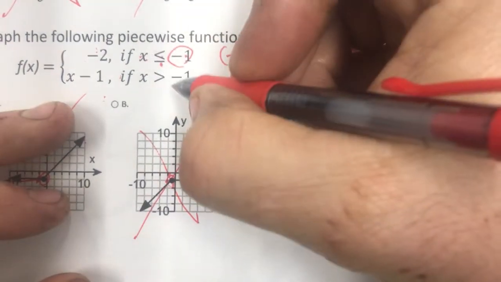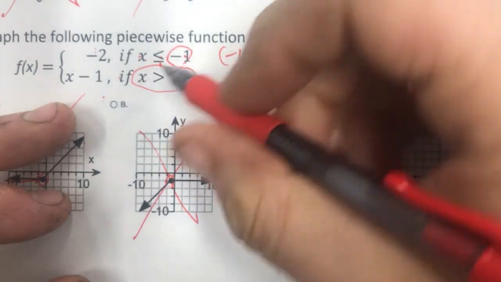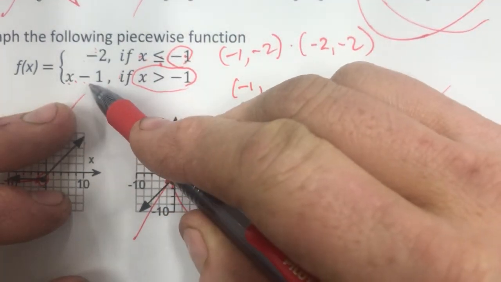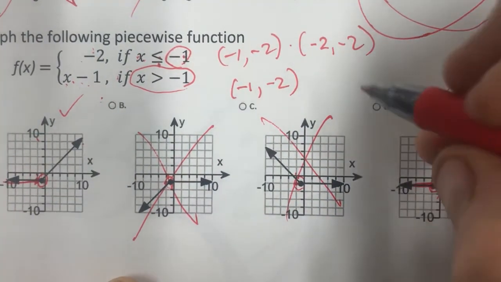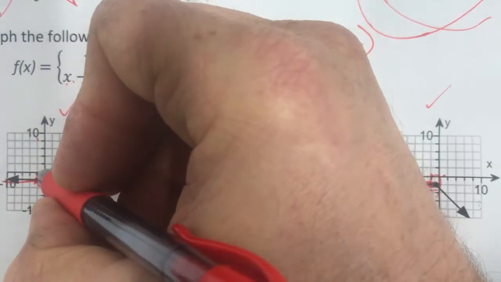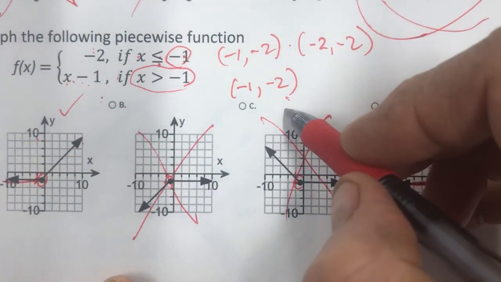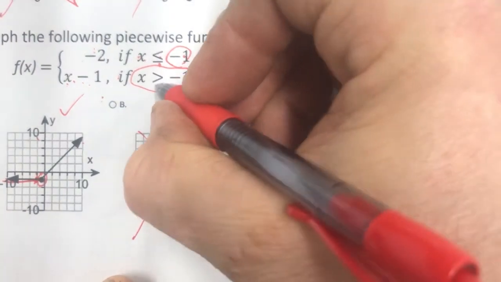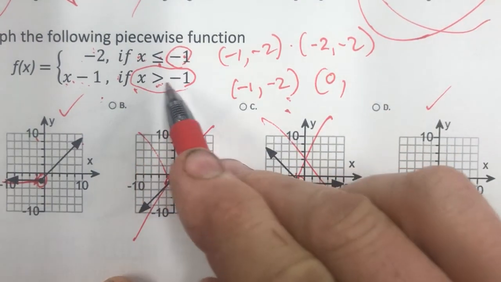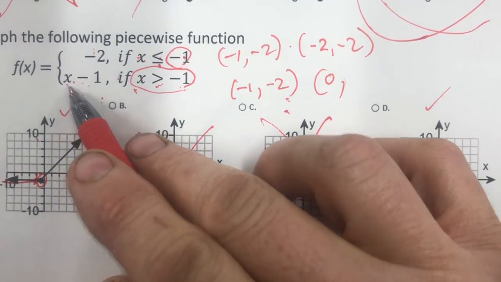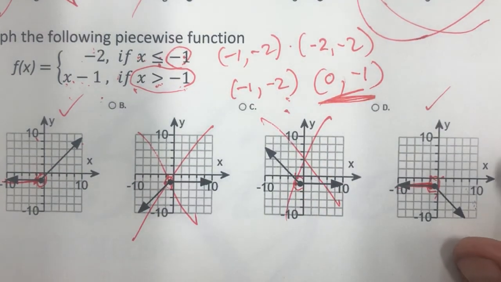So first thing I'm going to do is take my transition value, -1, and put that in for x. So -1 minus 1 is -2. So -1, -2 is there. So both of these have this point right here. Now I'm going to have to pick a value that's greater than -1, like maybe 0. If I put 0 in, 0 minus 1 is -1. So there's my point.